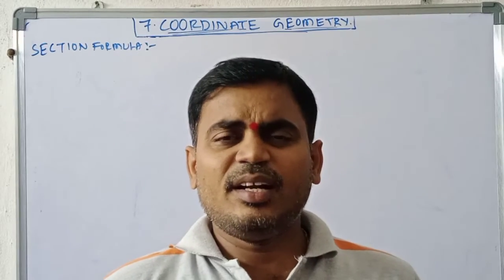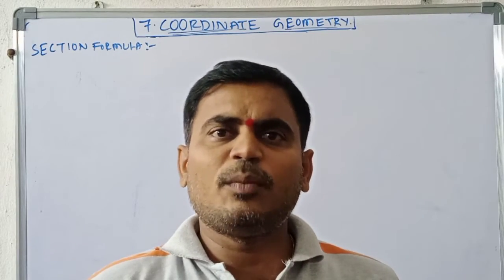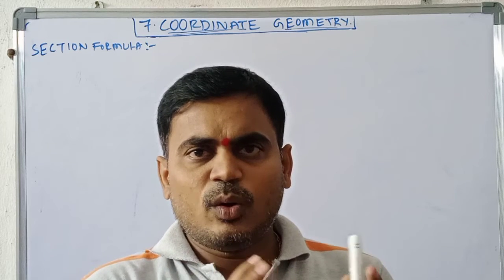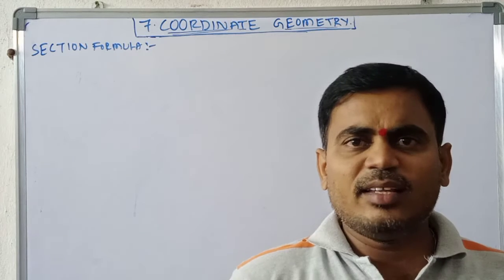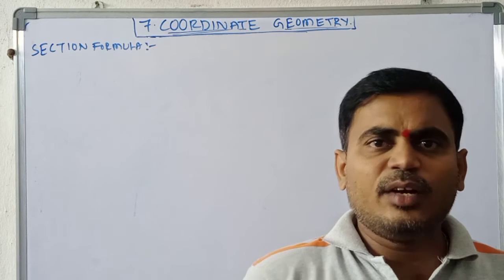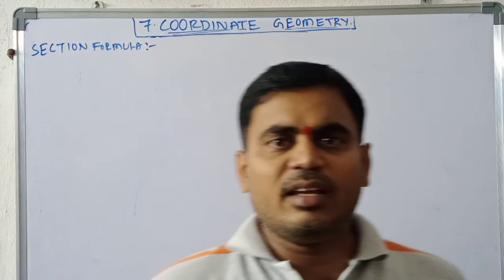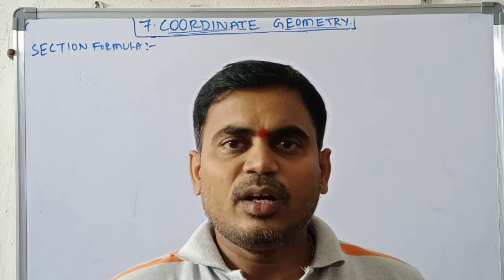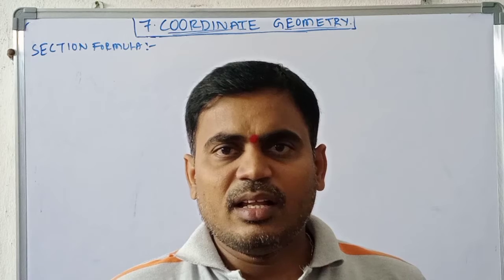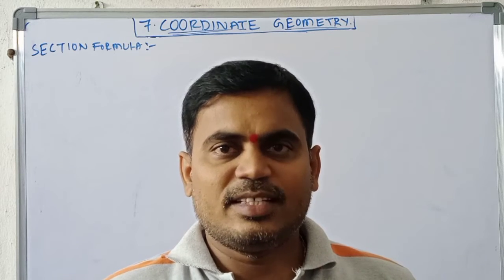Section is nothing but dividing a whole into two or more parts. What is a section? If we take any two points, the line joining them will divide into some parts, at least two parts. Then each part is called a section.